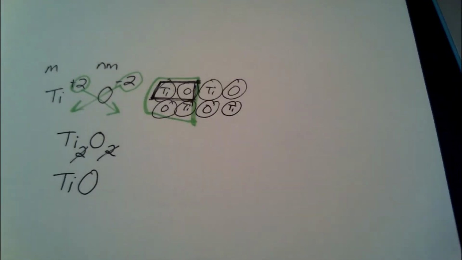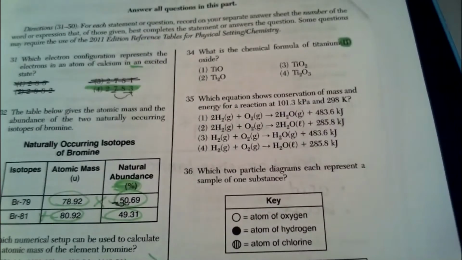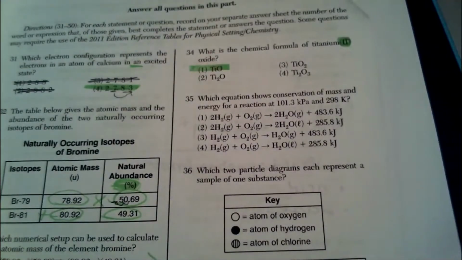So TiO is going to be choice 1. Question 34, choice 1. All right. Moving on.